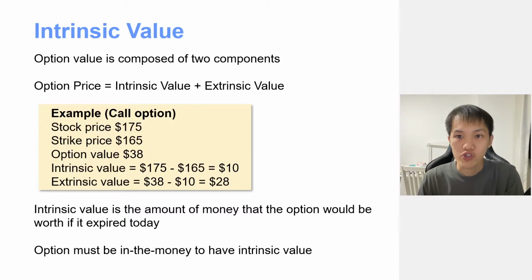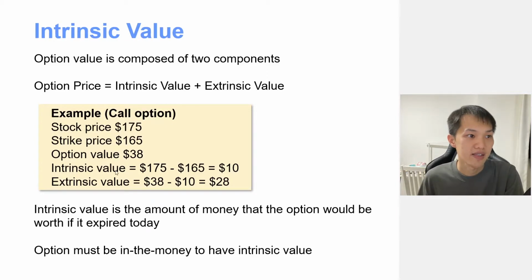If we look at options, there's a value or a price that is associated with the option. The option value is composed of two components. The first component is known as intrinsic value. The second one is called the extrinsic value. The intrinsic value is the amount of money that the option would be worth if it expired today.